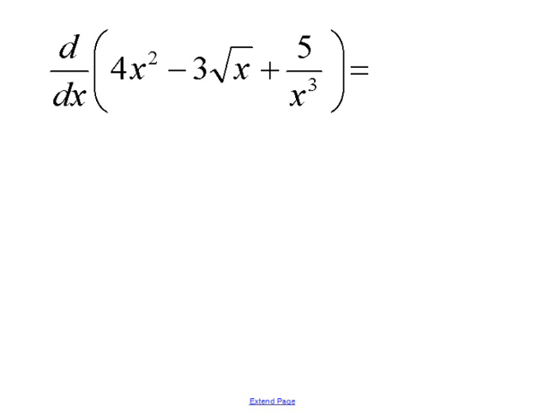All right. Similarly, now we've got some radicals and some negative exponents. Why don't you pause this and see if you've got the power rule down, and then come back and check your answer.